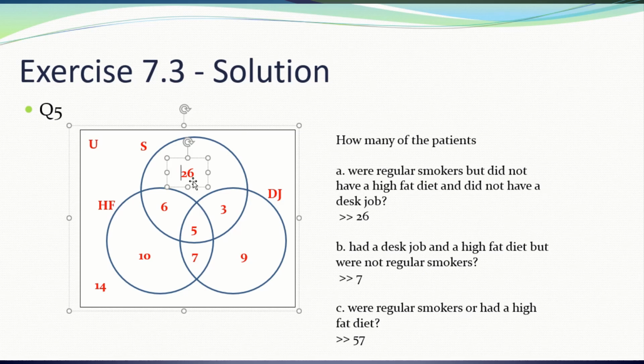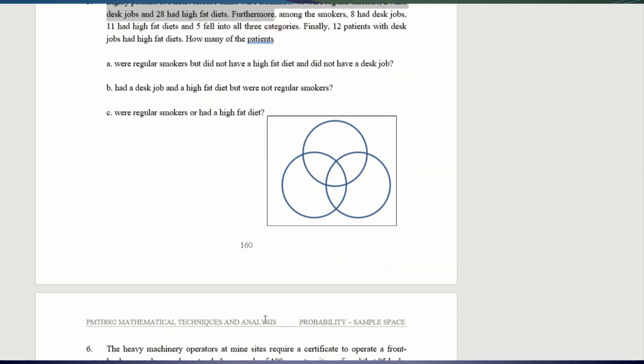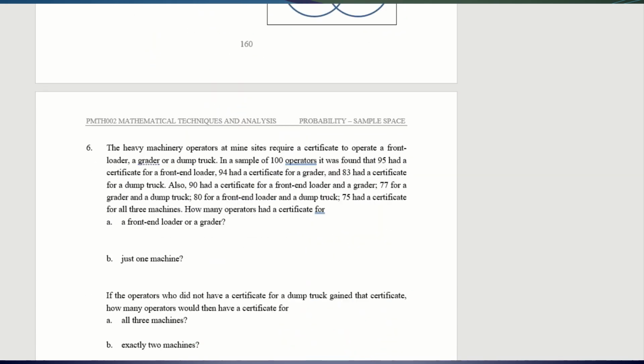Were regular smokers or, when you see or, you want union. That means regular smokers and high-fat diet, that means this whole union. Union of smokers and high-fat diet. That means you need to add 10 plus 7 plus 5 plus 6 plus 3 plus. That means this whole union. Understand? Okay. All right. Okay, so read the question slowly and answer the question.